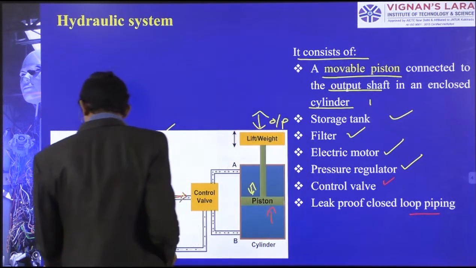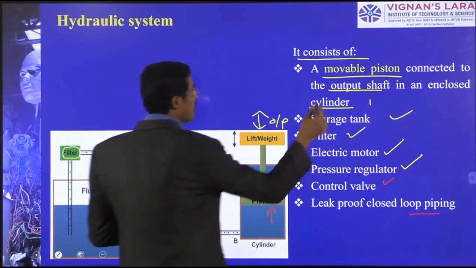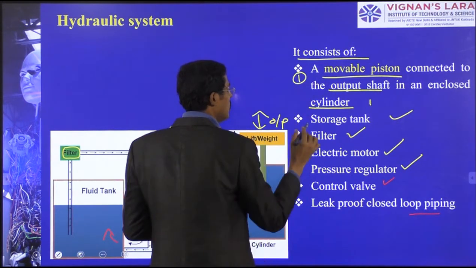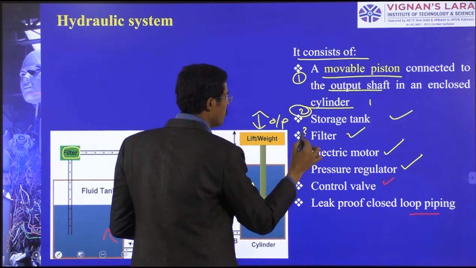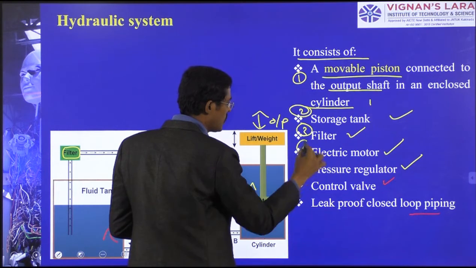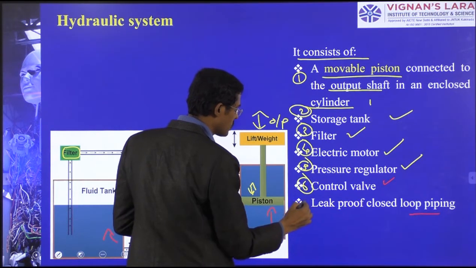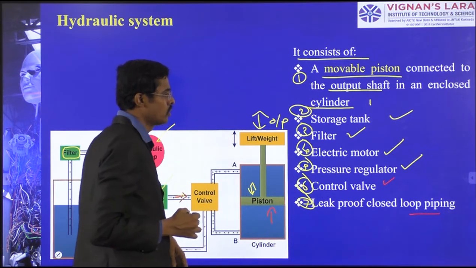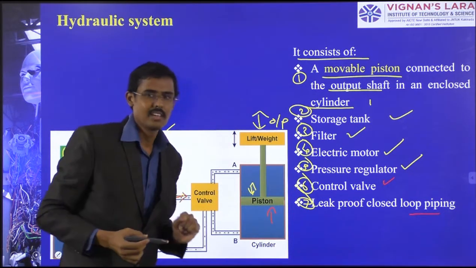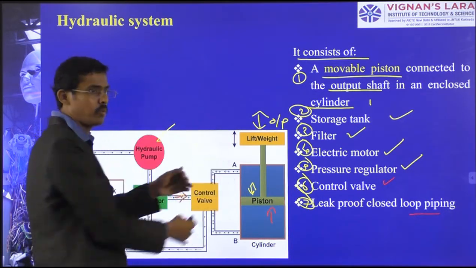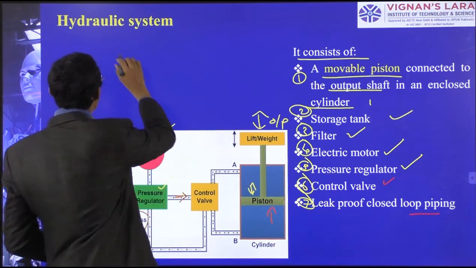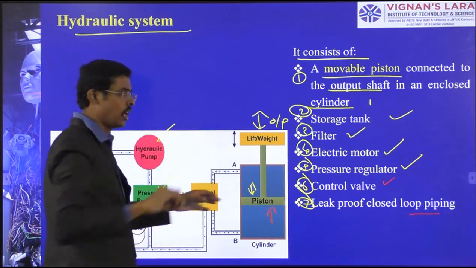So simply, I can write it in number format: a cylinder with a piston, a storage tank, filters, electric motors, pressure regulators, control valves, and leak-proof closed loop piping. So 7 parts I have listed here. The working principle is similar for the hydraulic system, and this is how it will help.